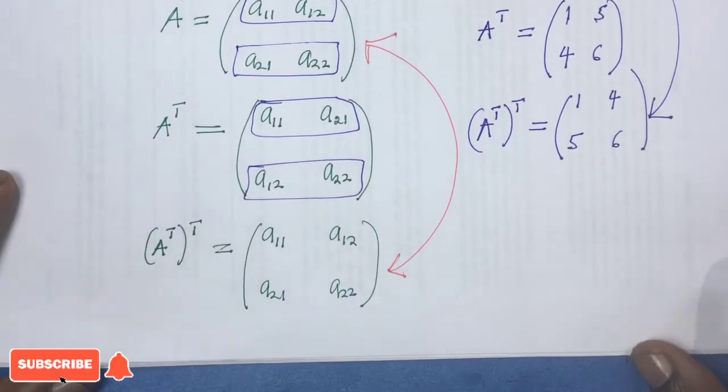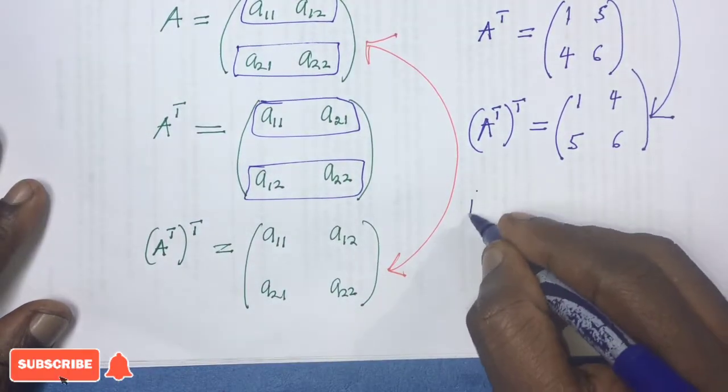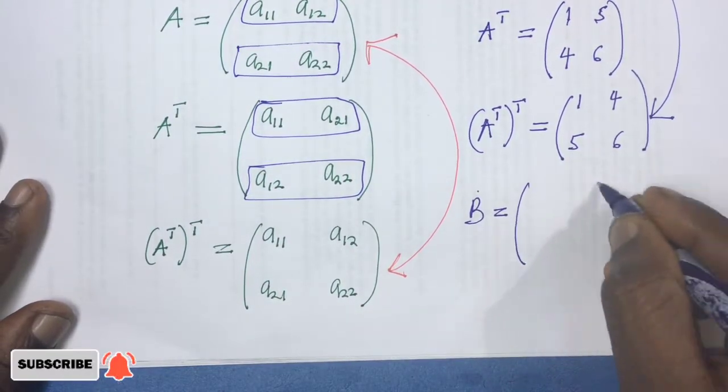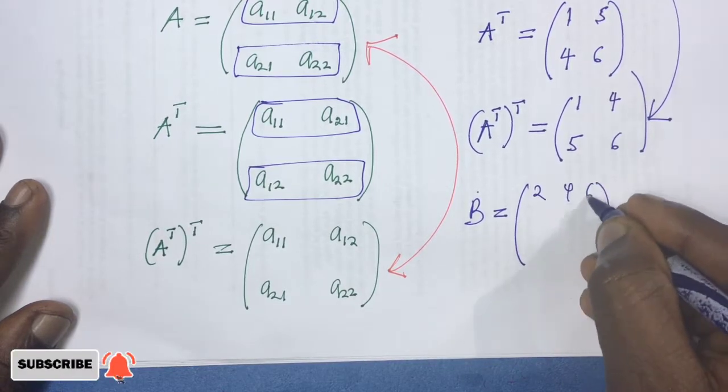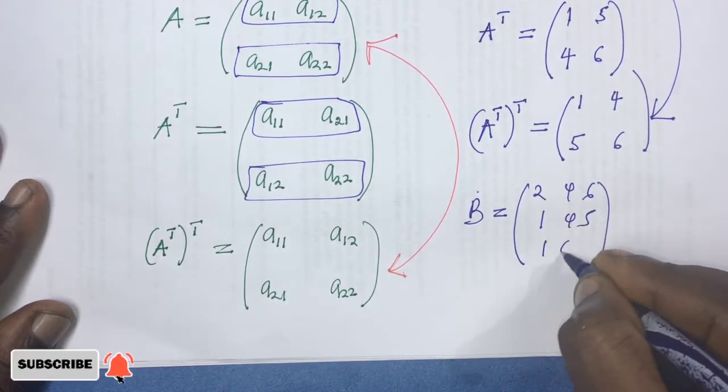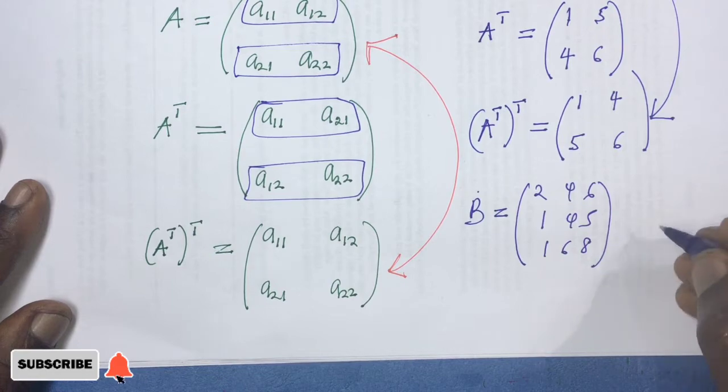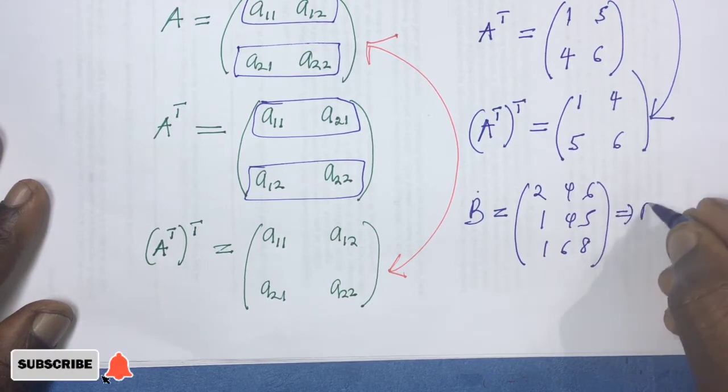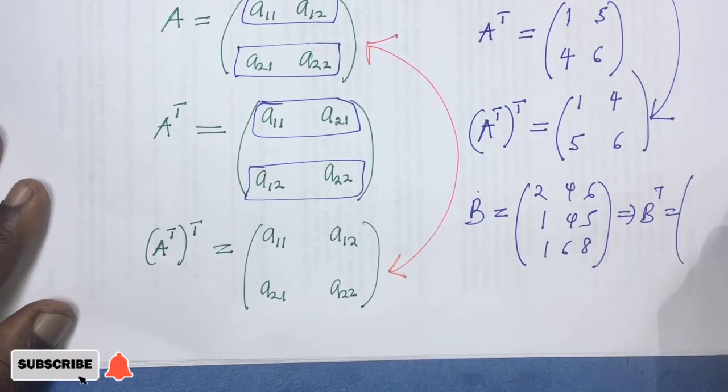Now, you can try it for a 3 by 3 matrix. If I gave you a 3 by 3 matrix, this 2, 4, 6, 1, 4, 5, 1, 6, 8. Notice that B transpose would give me this.